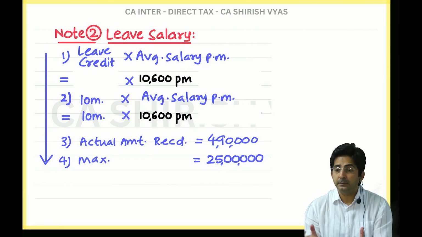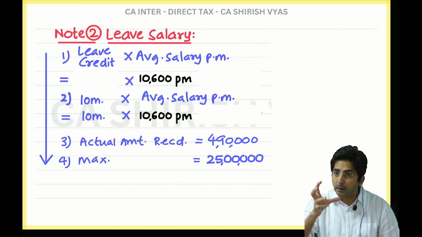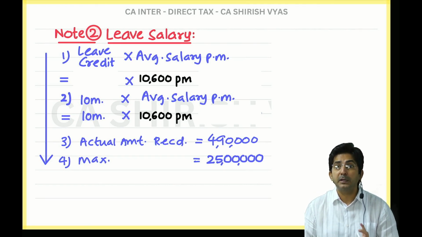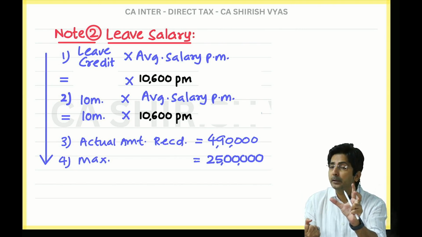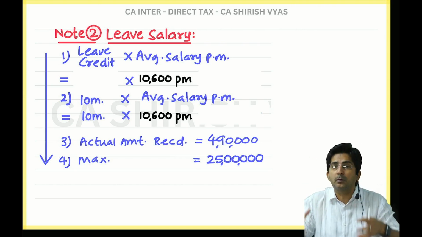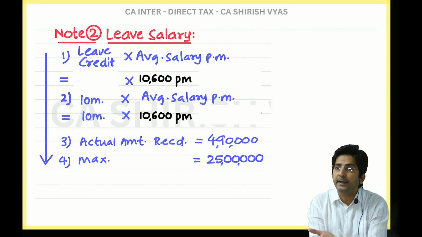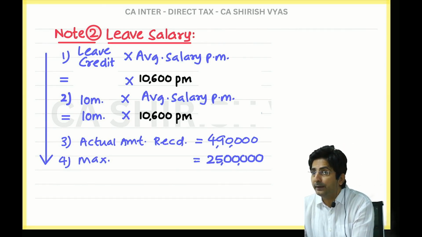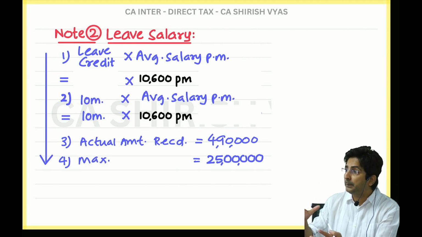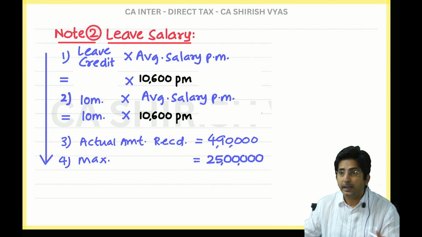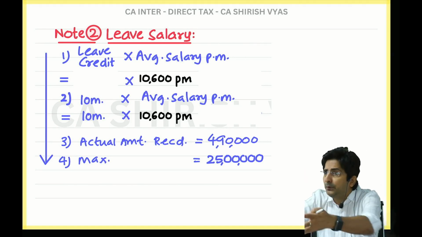Leave credit means the leaves remaining in your account. Companies maintain an account of your leave: how much leave we gave you, how many holidays you used, how many holidays are remaining. In your leave account, whatever is the balance is called leave credit. And you know why it is called credit? It's a liability. In accounts, liabilities are represented by credit balance, and for the company it's a liability, because the company will have to give you.